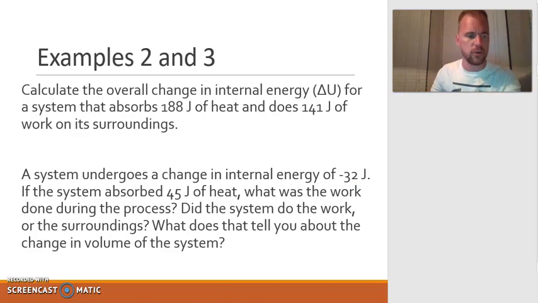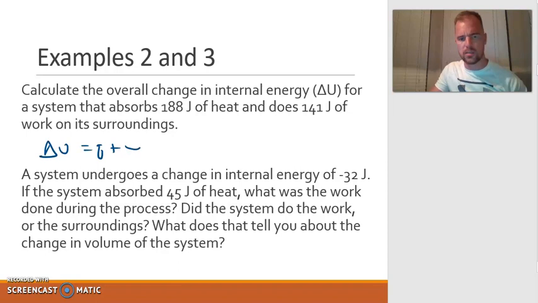All right, we got a few minutes left, so let's do some practice problems 2 and 3. Calculate the overall change in internal energy, delta U, for a system that absorbs 188 joules of heat and does 141 joules of work on its surroundings. So delta U is equal to Q plus W.